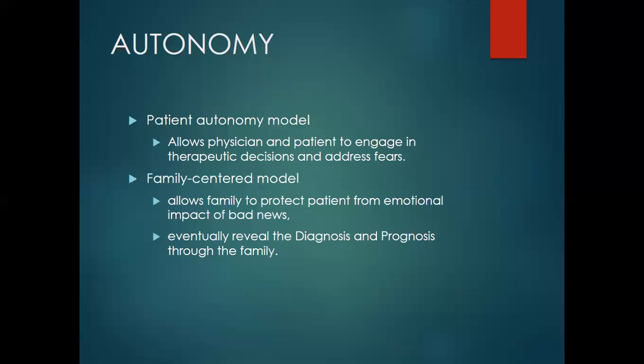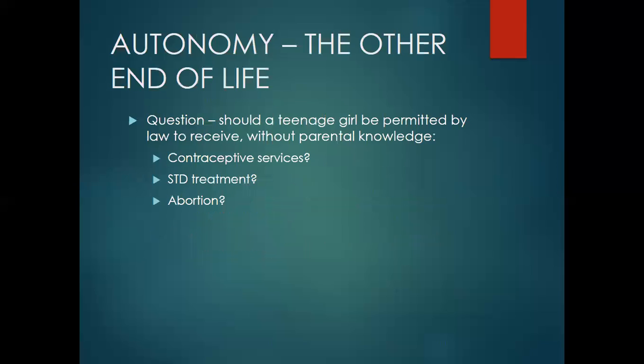There are different autonomy models that are out there. Physicians and patients engage in therapeutic decisions. There's family-centered models that allow the entire family to be involved in the whole item, including the diagnosis and prognosis, and that really gets worked through the family, and then the family provides the information back to the patient. Again, one is not necessarily better than the other. They're just different models of understanding how different cultures and different groups prefer to work through these decisions.